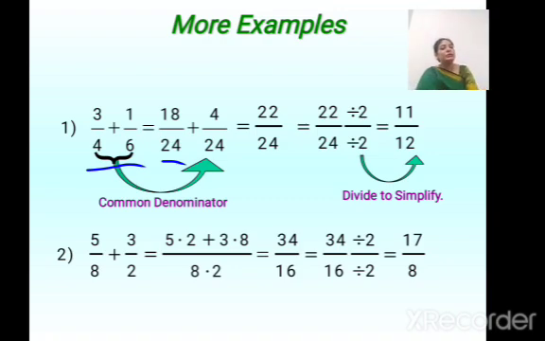Now we can come to the next part. 5 by 8 plus 3 by 2. 8 into 2 is 16. Now we will multiply 5 into 2, that becomes 10, and 8 into 3, it becomes 24. So I will get 34 upon 16, where we will divide by 2. 34 by 16 divided by 2 is equal to 17 by 8.